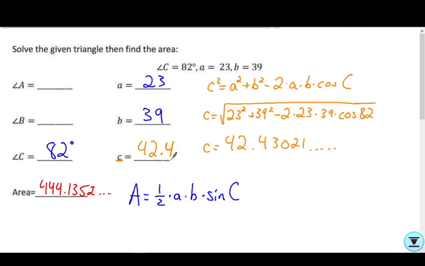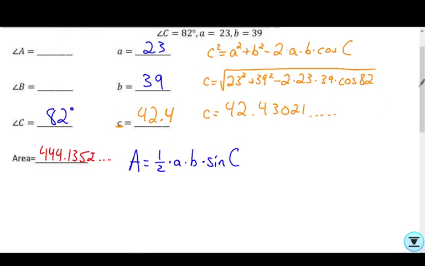Okay? Now that we have a full ratio, we have angle C and side C, we can switch to our law of sines. We talked about this before. You need to be careful whenever you switch to law of sines. Always start by finding the angle that has the smaller side length.